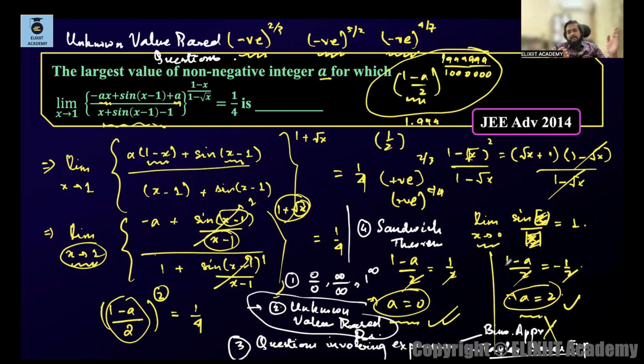Thoroughly, you should see the remaining forms also. The remaining forms include the infinity minus infinity form, then we have infinity raised to the power of 0. Some of these are very standard forms, like x raised to the power of x, limit x tends to 0, x raised to the power of x. Those types of questions are there, and some different formats are also there. But these are the 4 subtopics from which the maximum questions from this chapter were given.